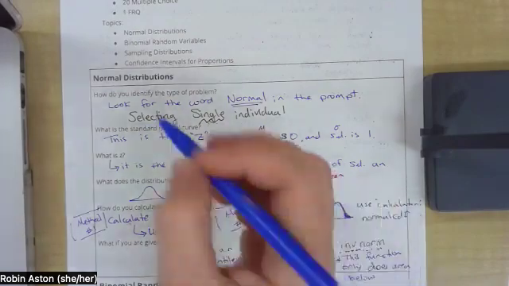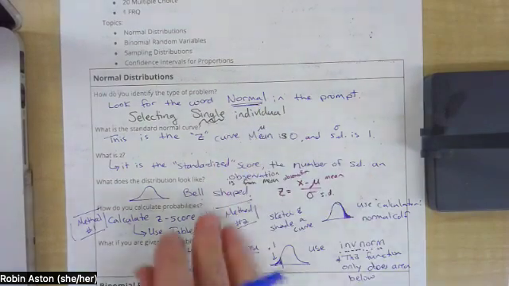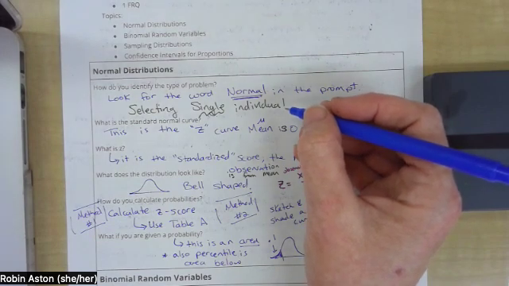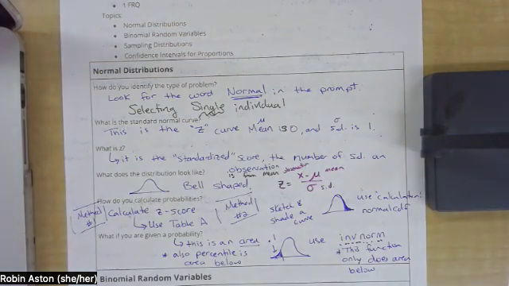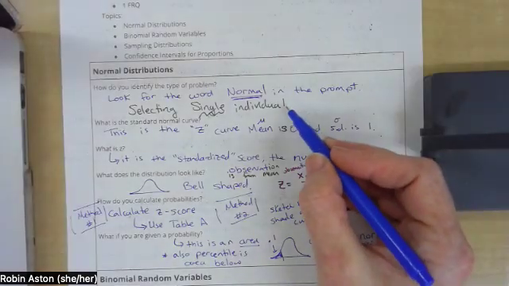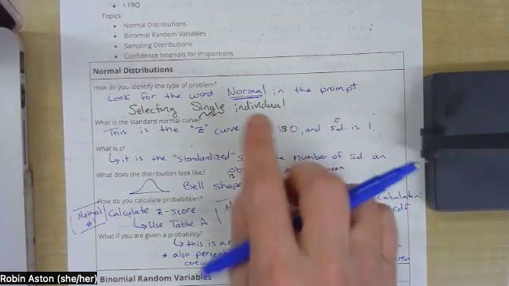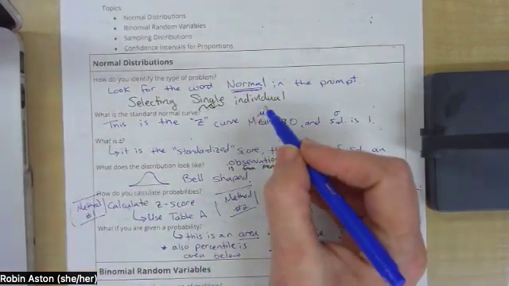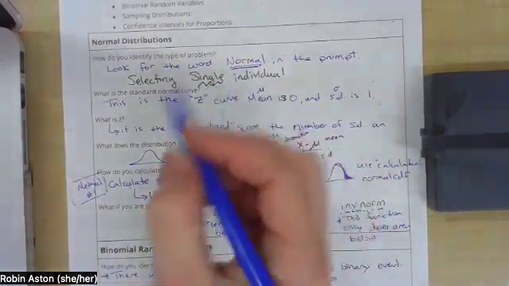To identify a normal distribution problem, you want to look for the word normal, and you're selecting a single individual. In sampling distributions, we use the normal distribution also, but you're selecting samples and looking at either proportions or averages, in which case you need to calculate the standard deviation yourself. And anytime you sample, as long as you have a big enough sample, it will become normal. There are two different conditions, and we'll talk about that in a little bit. But for this section, you look for an individual being selected and normal in there.